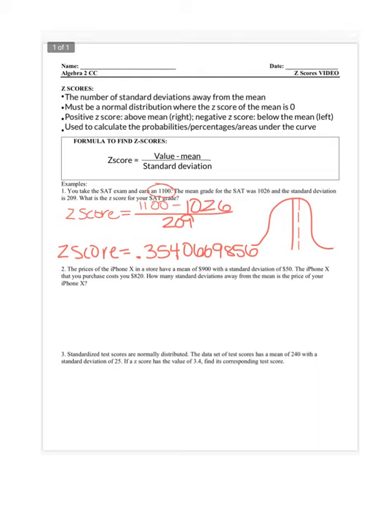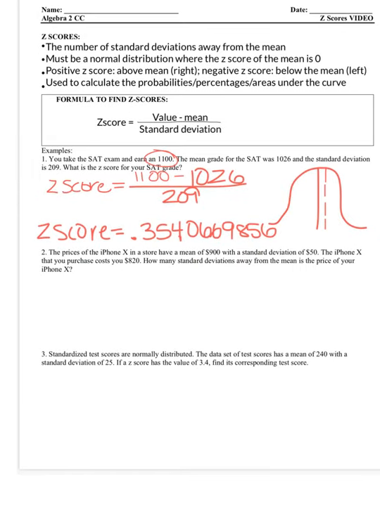Number 2, the prices of the iPhone X in a store have a mean of $900 with a standard deviation of 50. The iPhone X that you purchased costs you $820. So again, you're below the mean, so because you're below the mean, you should get a negative z-score. How many standard deviations away from the mean is your price of the iPhone X? So how many standard deviations away? That's the definition of a z-score. So it's not explicitly asking you for the z-score, but it is, because it's asking using its definition, if that makes sense.